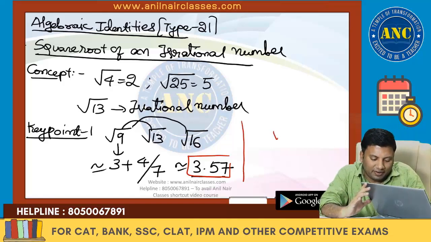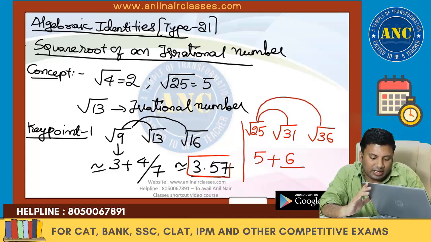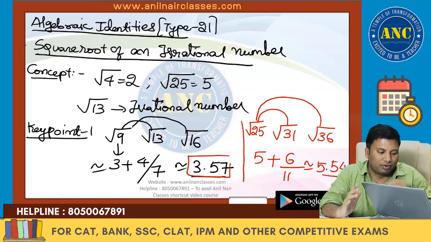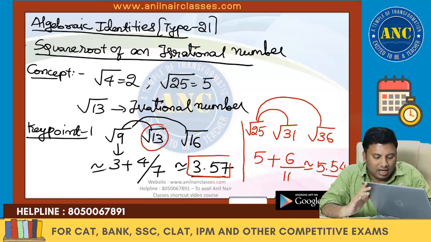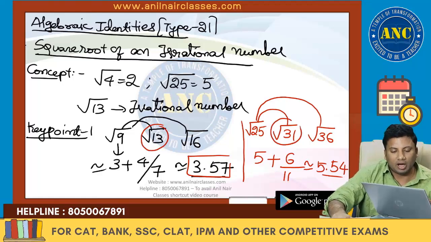For example, if it is root 31, root 31 lies between root 25 and root 36. Root 25 is 5 plus, 31 minus 25 is 6, and 36 minus 25 is 11. So it is nothing but 5.54. First, how to find the approximate value of a non-perfect square?